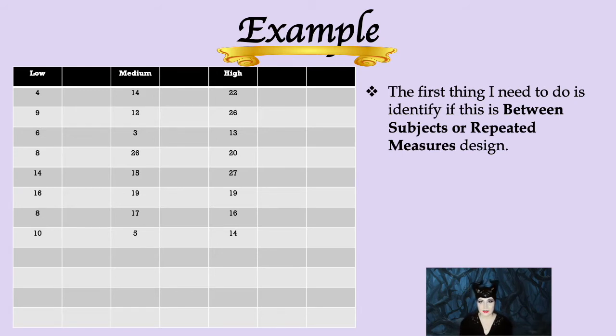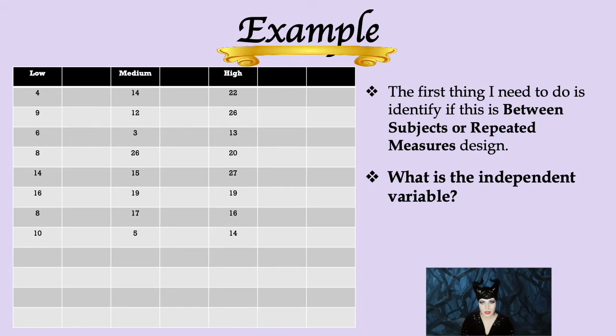What is the independent variable? Well, if I believe that hypnotic susceptibility is going to affect the number of dreams my participants recalled, that would mean that the independent variable is hypnotic susceptibility. How many levels does it have? Well, I have low, medium, and high, so that looks like 3 different levels. How many groups am I comparing?